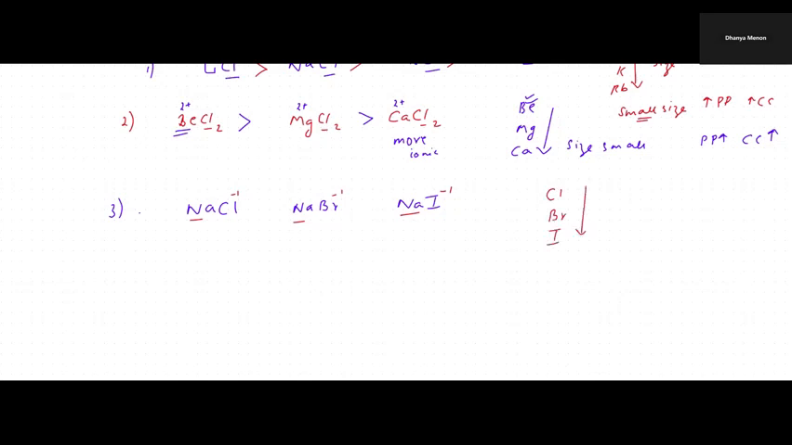Who has the smaller size? Chlorine has a smaller size. Who has the higher size? Iodine has a bigger size. For anions, size more. As the size increases, what happens to the polarization? Polarization increases. Covalent character increases. For anions, in terms of size, it's different. Size is more, that anion will have more polarization. So sodium iodide will be more covalent because we are comparing for anion. I hope it is clear till here. Right?